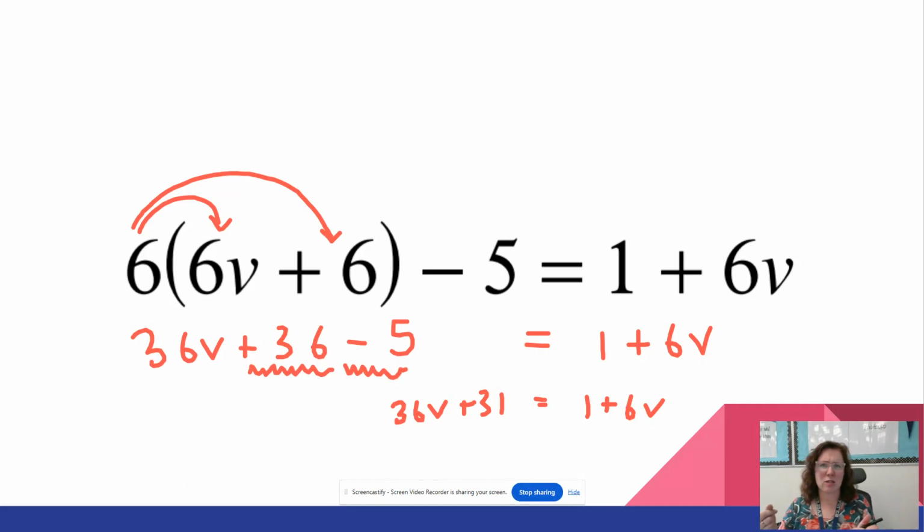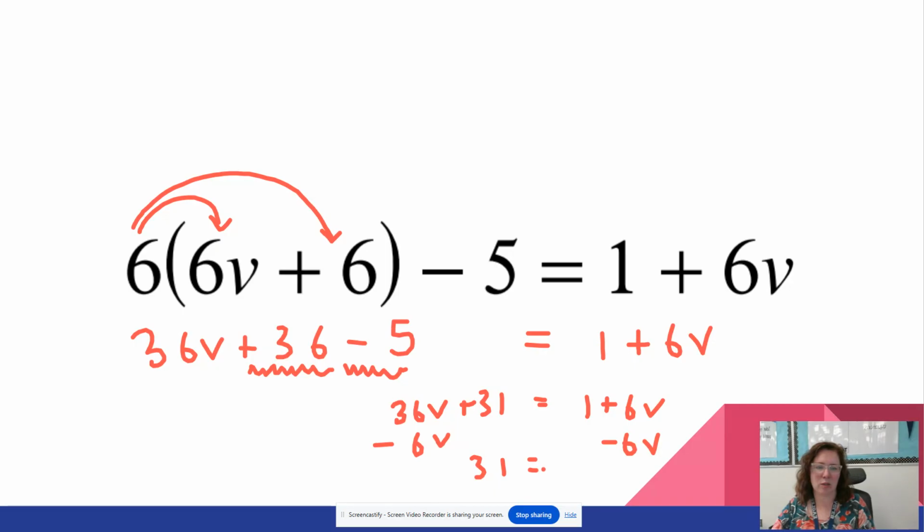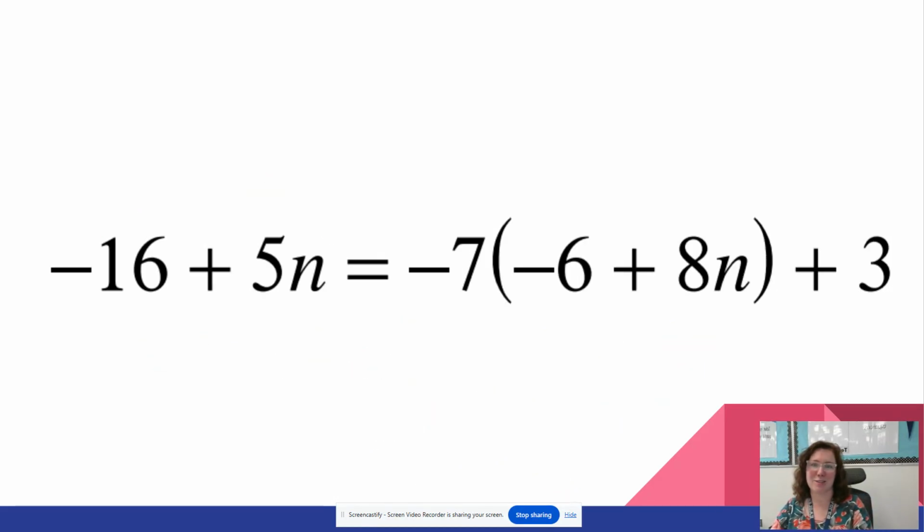Now there's a v on both sides, so we choose one to get rid of. I always choose to get rid of the smaller one. That's just something I like to do. So 6 is smaller than 36. The opposite of a plus 6v is a minus 6v on both sides of the equal sign. And now we have 30v plus 31 equals 1. Subtract 31 on both sides will give us a negative 30 over here. And it'll be negative 30 divided by positive 30 is negative 1. That is a tricky question. Man, we got a few tricky ones in here.